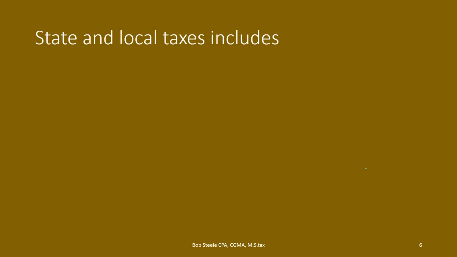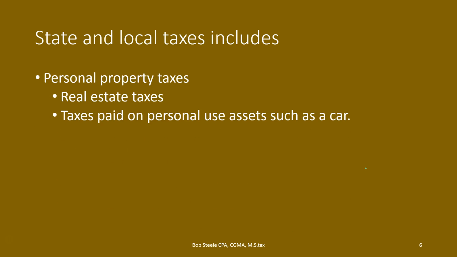Okay, moving on to state and local taxes. So state and local taxes includes personal property taxes. So once again, if you own a home, the largest probably deduction related to owning a home would be the interest on the home. But second to that, you'd probably be paying local taxes, which would be real estate taxes, which could also be deductible. So state and local taxes are deductible for federal income tax purposes.